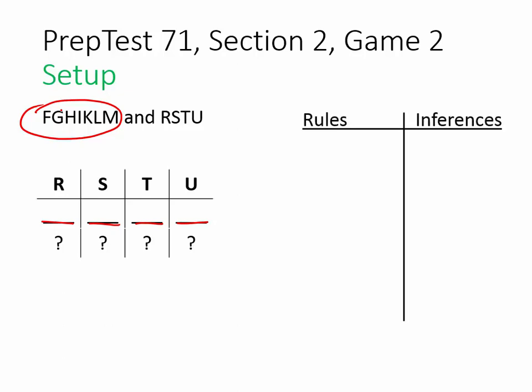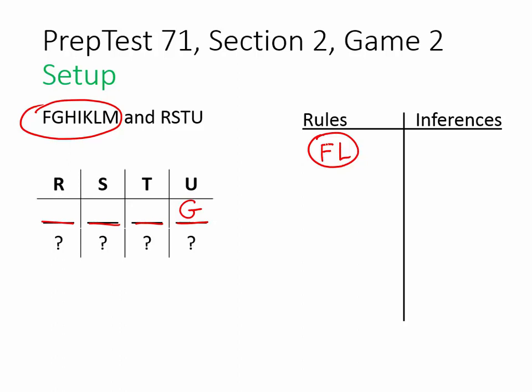Our first rule tells us that G's application must be evaluated by U. So we can just write a G straight in there. The next rule says F's application must be evaluated by the same officer who evaluates L's application. So F and L will be together in the same bin.